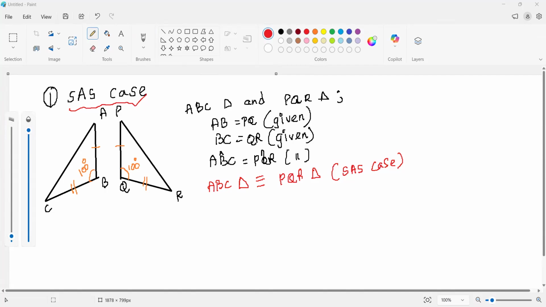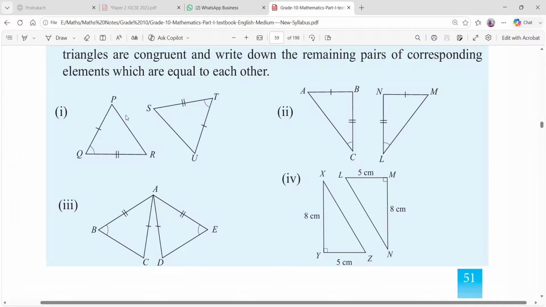Yes. Okay. Can you see this one? Now let me know. Are these congruent or not according to the SAS case? Can you just say? Is the first one congruent or not according to the SAS case? What can you say?